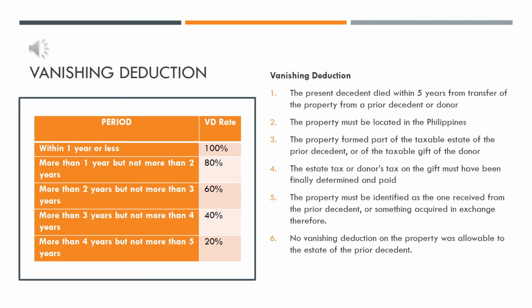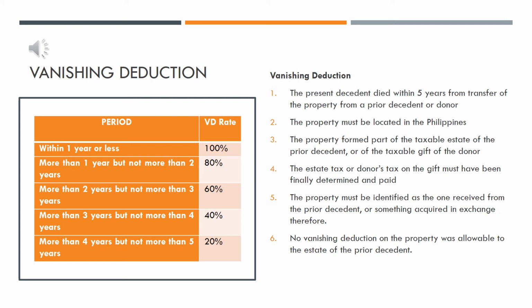Aside from that, the property in which vanishing deduction is being claimed must be identified as one received from the prior decedent or donor, and the last is no similar deduction must have been allowed for the same property in the estate of the prior decedent.